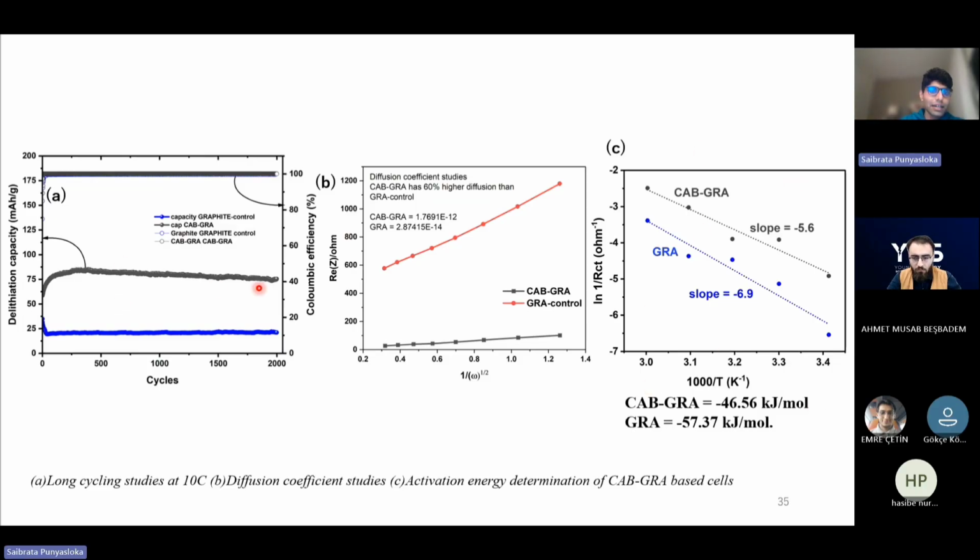Even at very high current rates of 10C, you can see the performance was around 80, whereas normal graphite is just 25. 10C is really fast, right? One C is 372, and 10C decreases to around 30. But when we coat the graphite, the CAB, we are getting around 80. That is also partially because the amorphous carbon also stores a little bit of lithium, because it's also carbon, right? So it can also store lithium, and that's why we are seeing a little bit higher capacity.